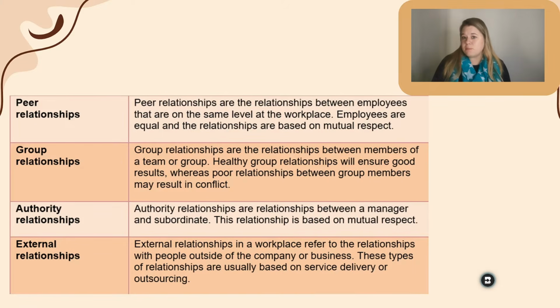So if you're working in the admin department and another lady's working in the admin department, you can have a peer relationship, and therefore it's because you're working at the same level and you have the same responsibilities and your authority level is the same.